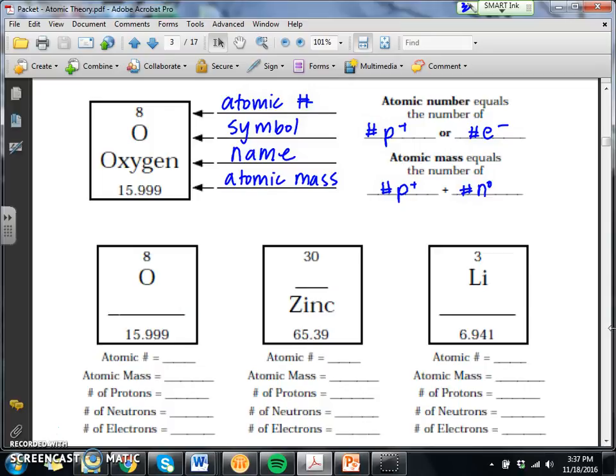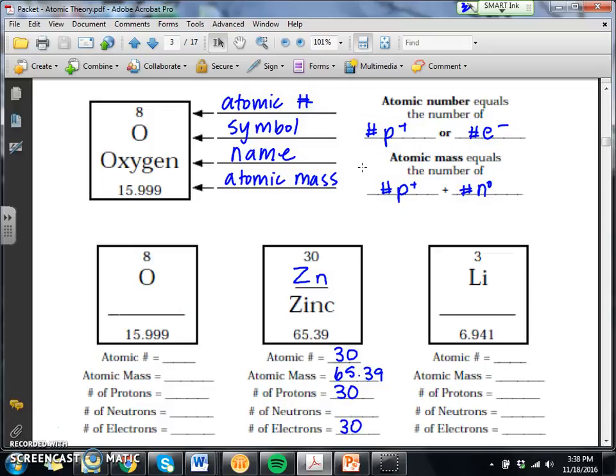If you look on your periodic table and you find this box right here, number 30, it has the name zinc. The symbol for zinc, if you find it on your periodic table, is a capital Z with a lowercase n. Make sure that your lowercase letters are distinguishable from your capital letters. It's very, very important. The atomic number is 30. The atomic mass is 65.39. The number of protons would be 30 because my atomic number is 30. That also means my number of electrons is 30.